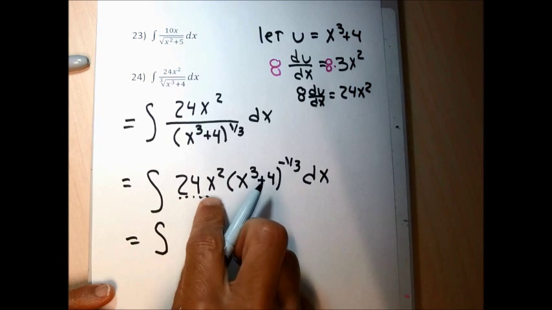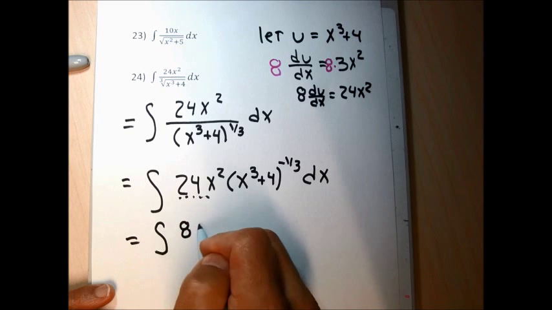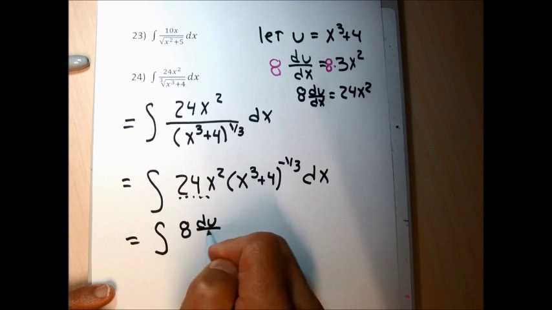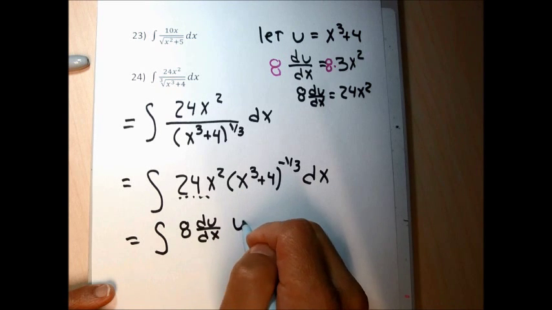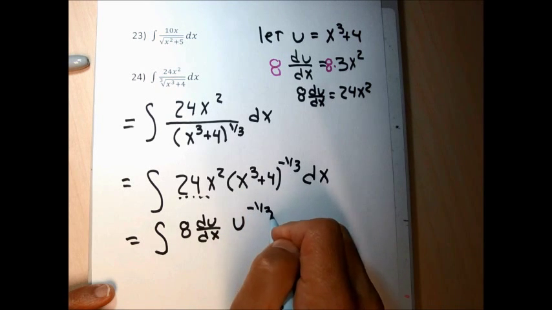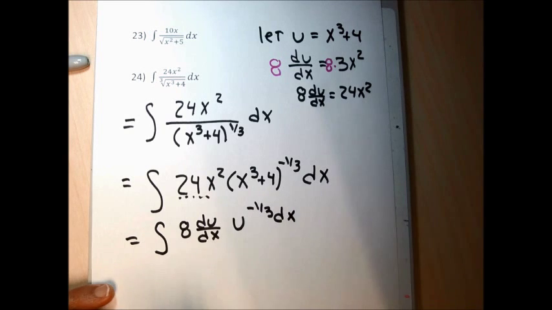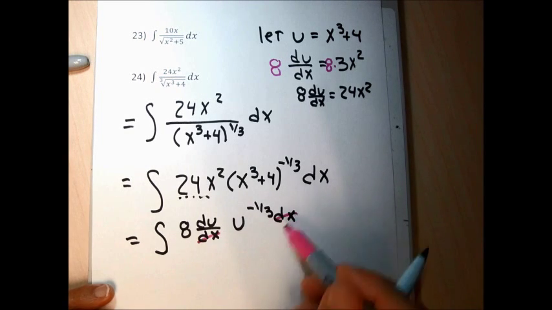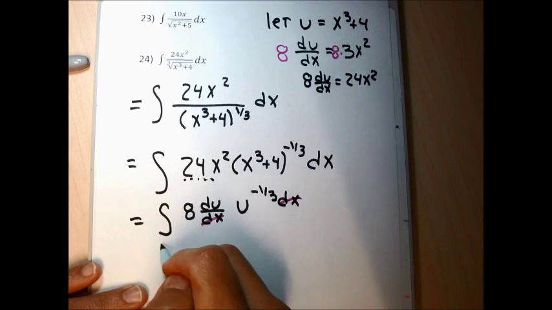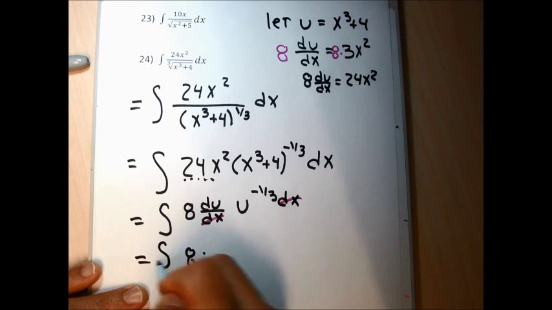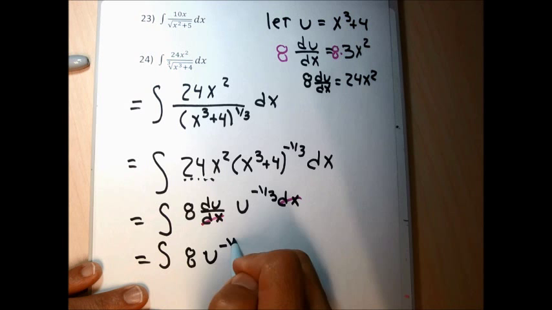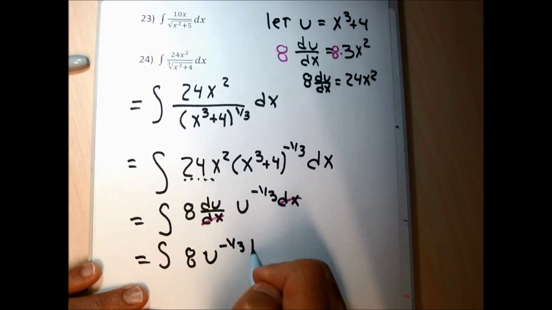So now I can rewrite this problem. In place of 24x squared, I'm going to put 8 du dx. In place of x cubed plus 4, I'm going to put a u. Now I'm going to cancel out my dx's. I'm going to get the integral of 8 u to the negative 1/3 du.